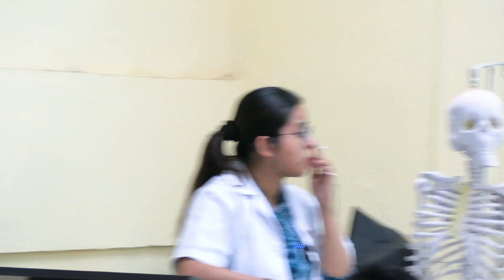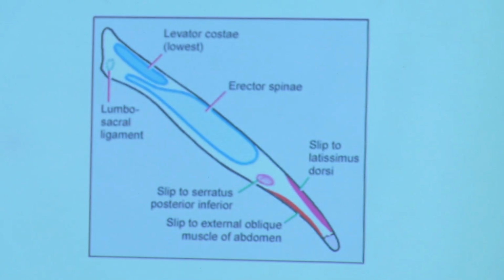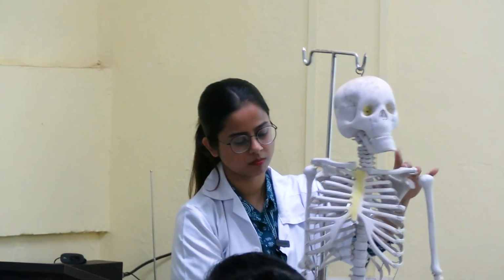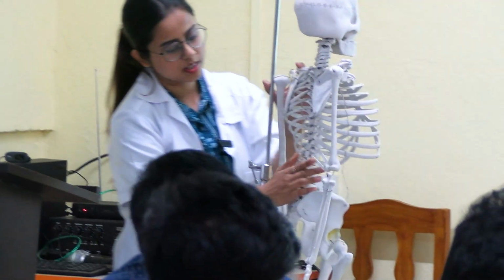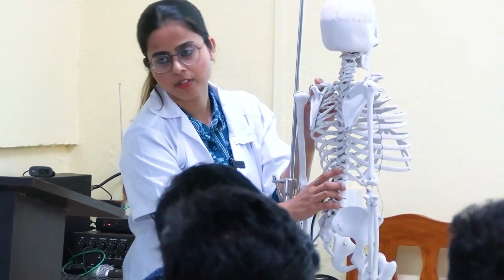Now the posterior surface. So this is the posterior surface. It will be the lumbocostal ligament. So in the medial part, here will be one lumbocostal ligament, here will be the costotransverse ligament. So this is the posterior part. Here will be lumbocostal and costotransverse ligament.